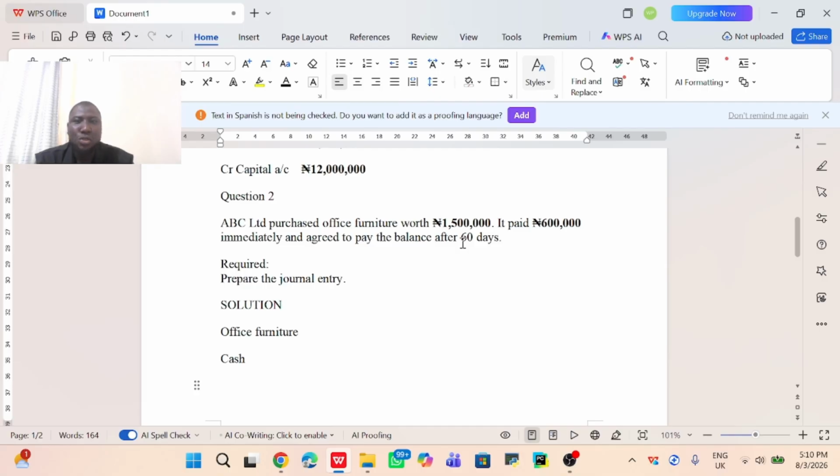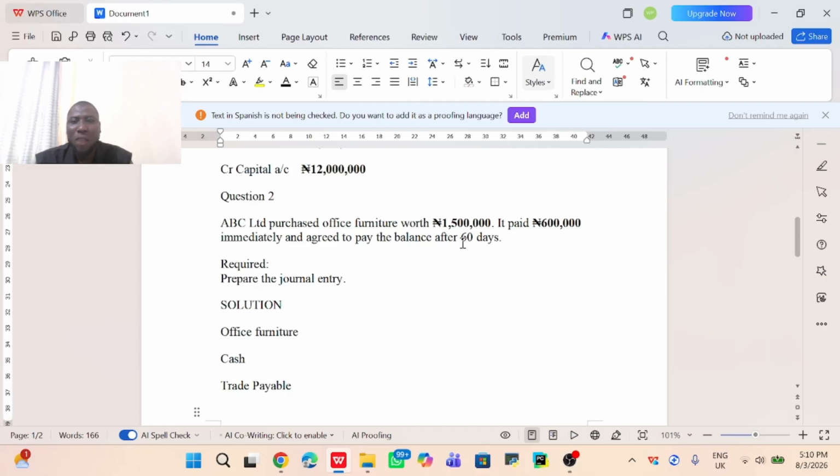That means the person wants to hold your money, right? You are the one, ABC Limited, that purchased, right? That means you want to pay. You pay half of the payment, and you want to pay the remaining later, right? That means trade payable.